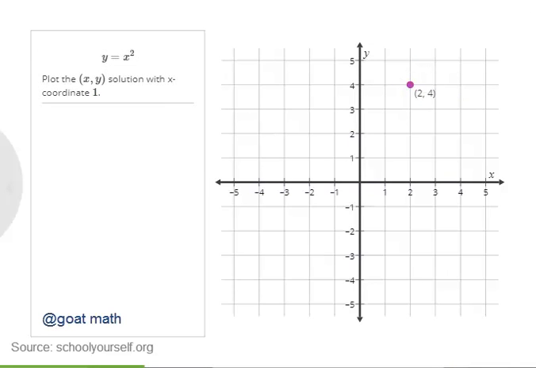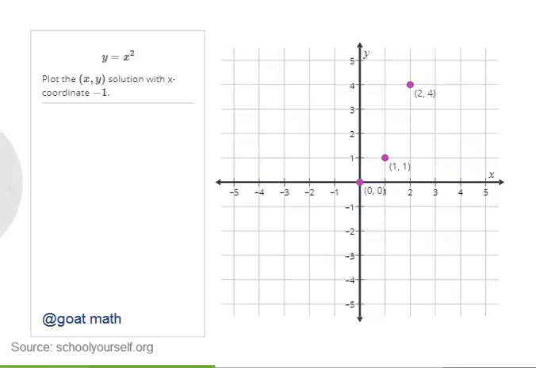Next, plot the point whose x-coordinate is 1. So first use this equation to determine the y-coordinate and then plot the point. Exactly, so (1, 1) is also part of the graph for this equation. Next, plot the solution whose x-coordinate is 0. Right, (0, 0), the origin, is also part of the graph.